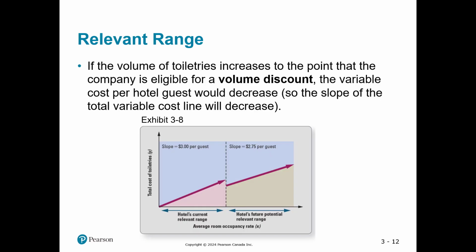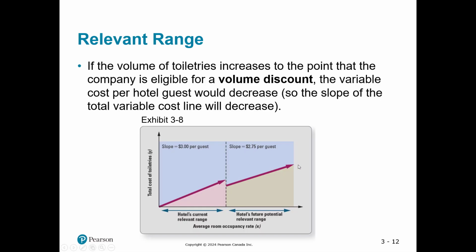Let's assume that I buy a certain amount of toiletries and they're $3 per guest. But if I now have another location to buy toiletries for, I'm going to increase my order. And if I increase my order, I might get a volume discount. So then what's going to happen is my toiletry cost per guest is going to reduce to $2.75.